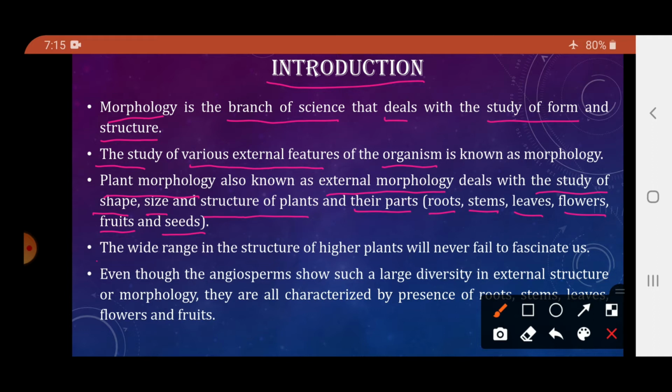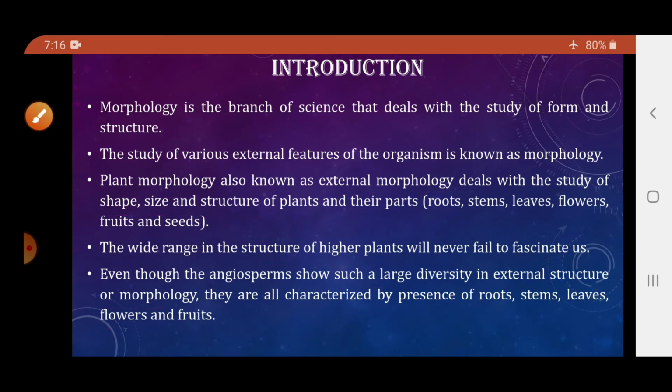Now we know that the wide range in the structure of the higher plants will never fail to fascinate us. Even though the angiosperms show large diversity in external structure or morphology, they are all characterized by the presence of roots, stems, leaves, flowers and fruits. The angiospermic plants have large diversity in their external structure, but all these angiospermic plants show the presence of roots, stems, leaves, flowers and fruits.